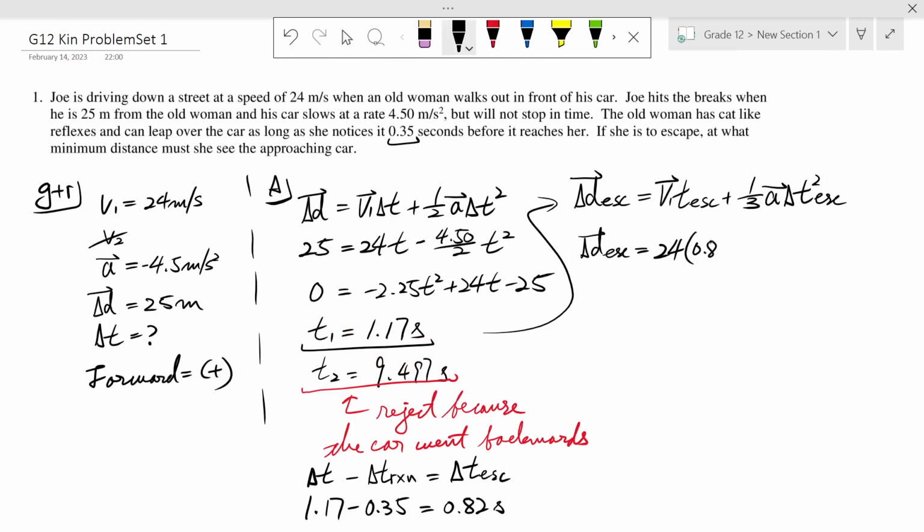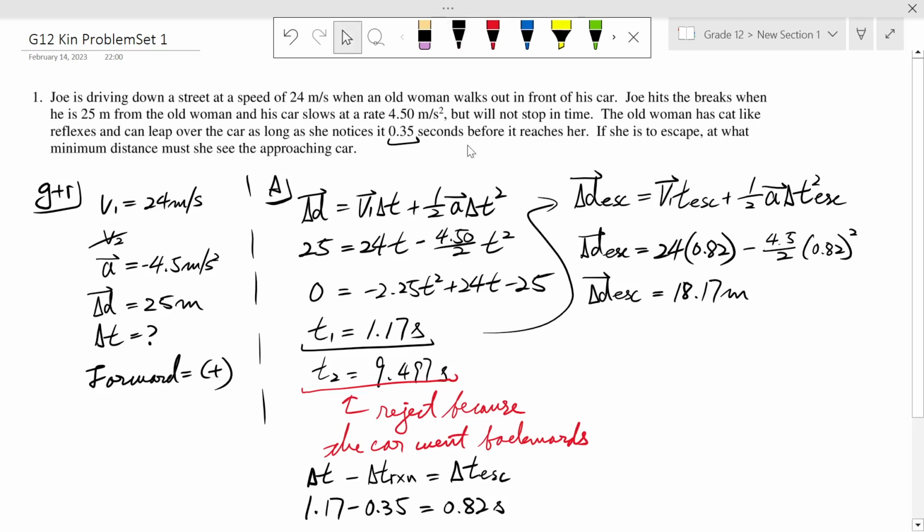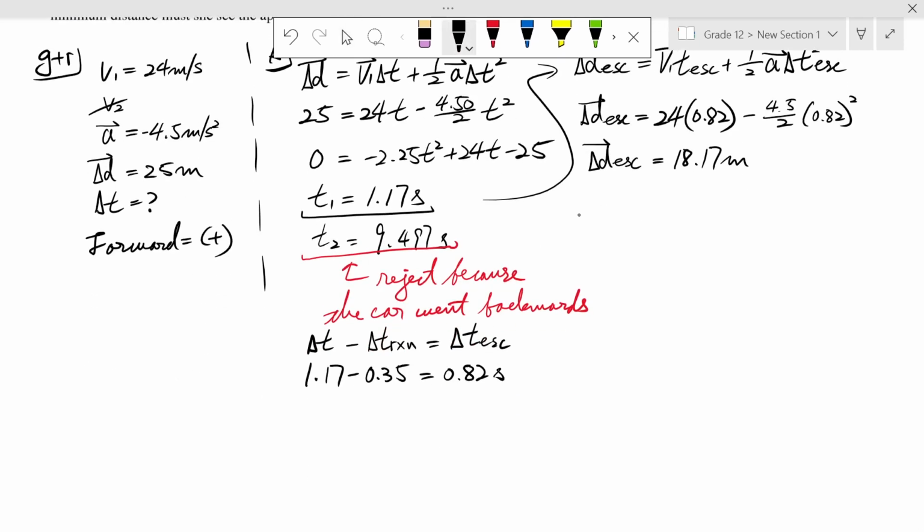Okay, now you plug in your delta T escape. You're going to minus half multiplied by 4.5 over 2, 0.82 squared. Now just do the math on your calculator. You should get escape distance around 18.17 meters. Okay, we're not done yet.